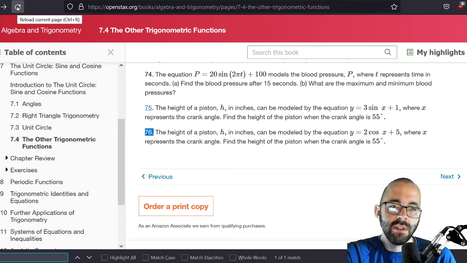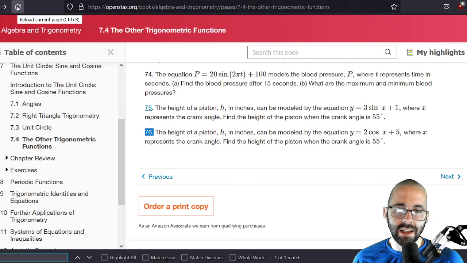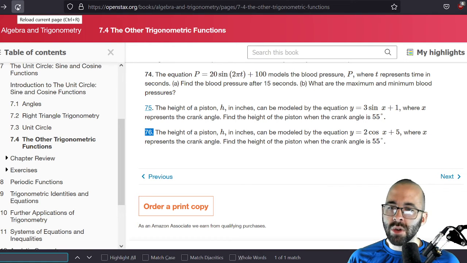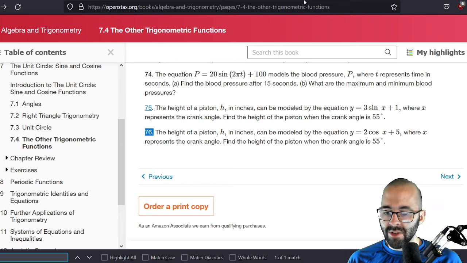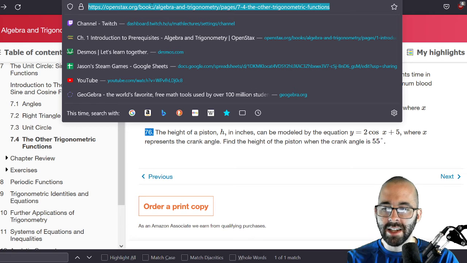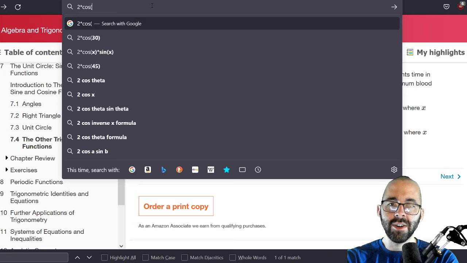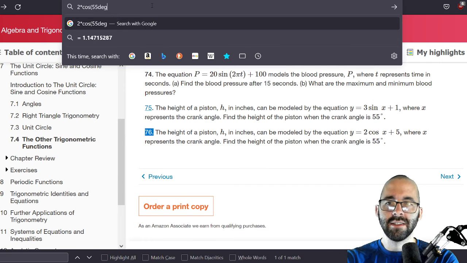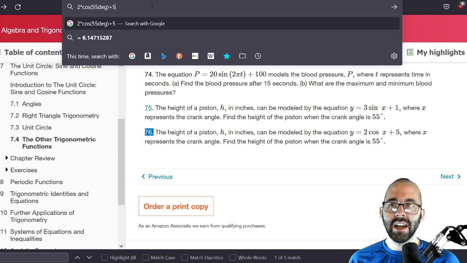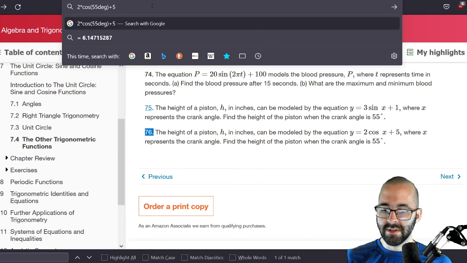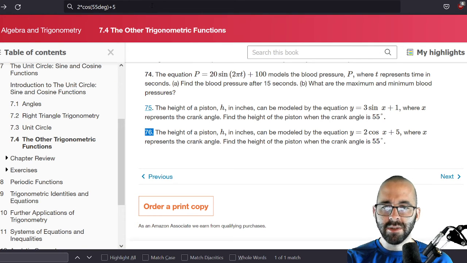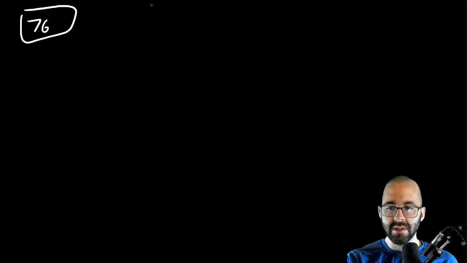All this wants you to do is plug in 55 degrees for x, or convert it to radians and plug it in radians. But the really important thing is that whatever you're doing, you know what you're doing. Okay? So if we type this in, 2 times the cosine of the angle, what's the cosine of the angle? 55 degrees. Or convert it to radians. Plus 5 is going to be 6.15. And that's going to be our answer. And let's just make sure we have the right unit. 6.15.